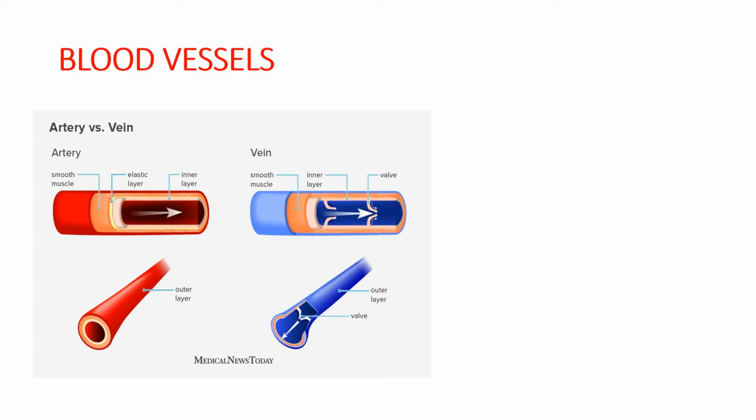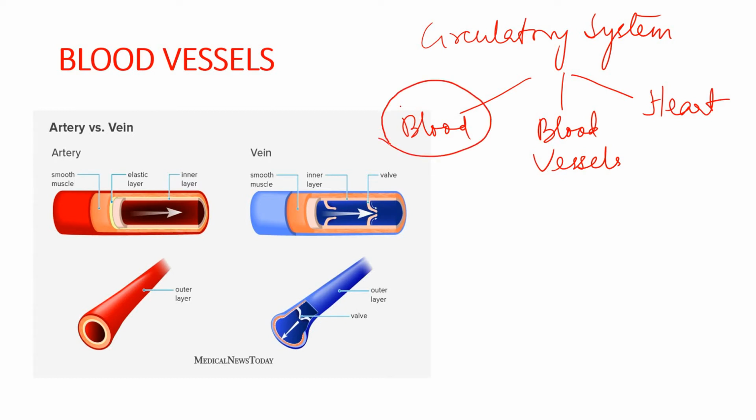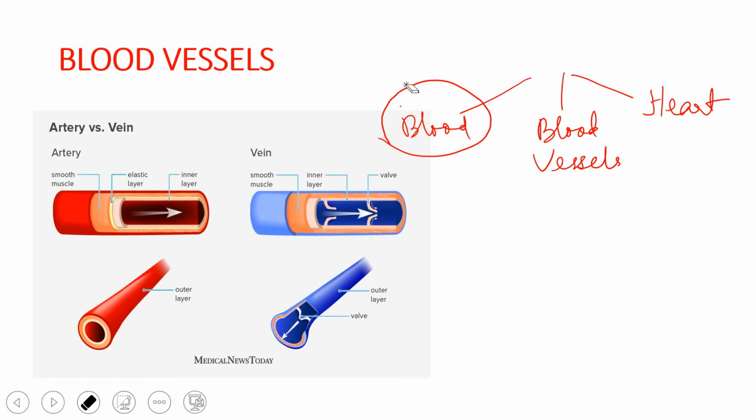So up till now, what did we study from the beginning? That the circulatory system comprises three parts: blood, vessels and heart. Up till now we were studying only about the blood. Now we will go to the second component, that is the blood vessels. Alright, so we shall study about blood vessels now.